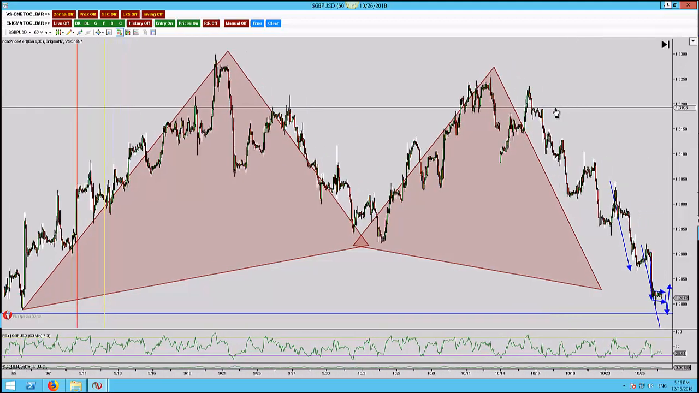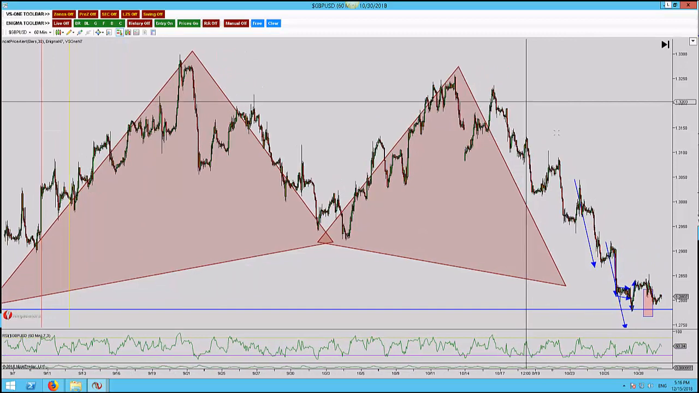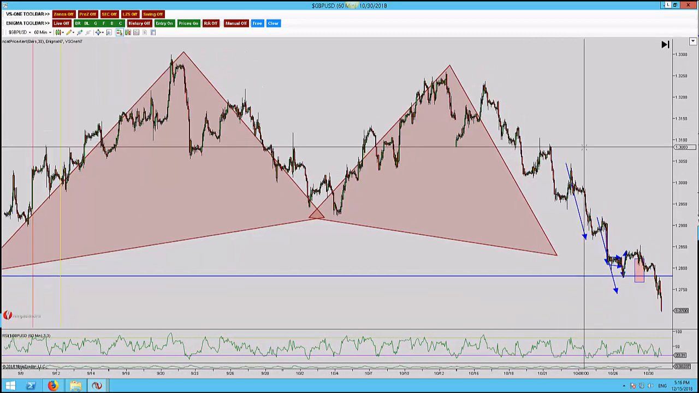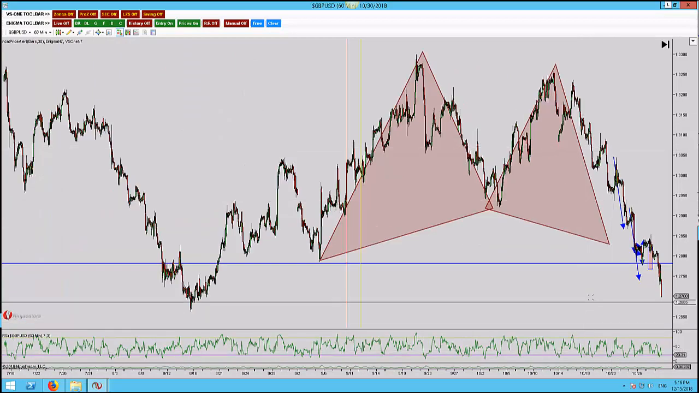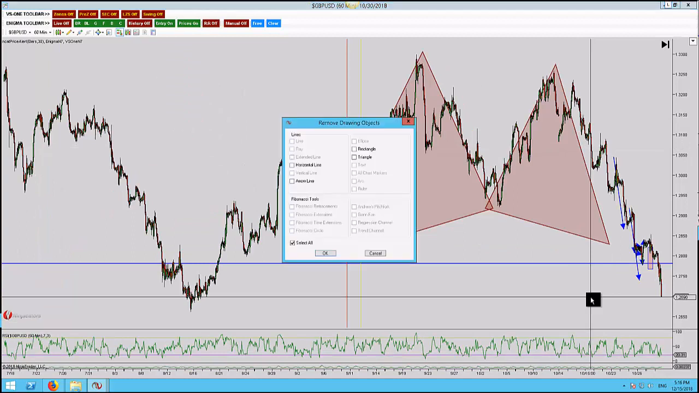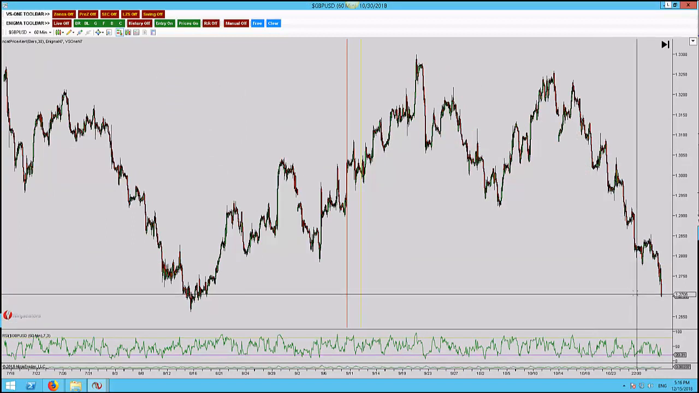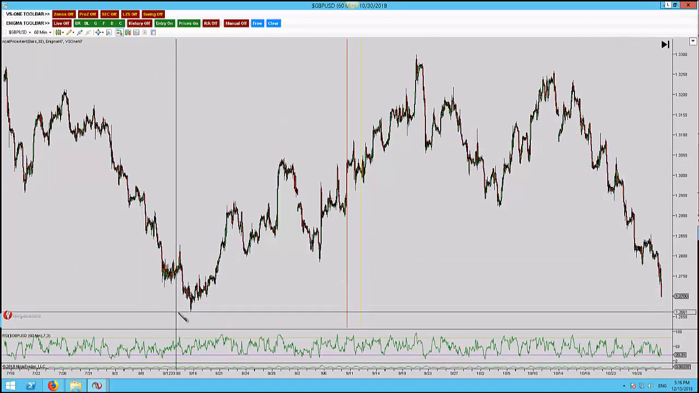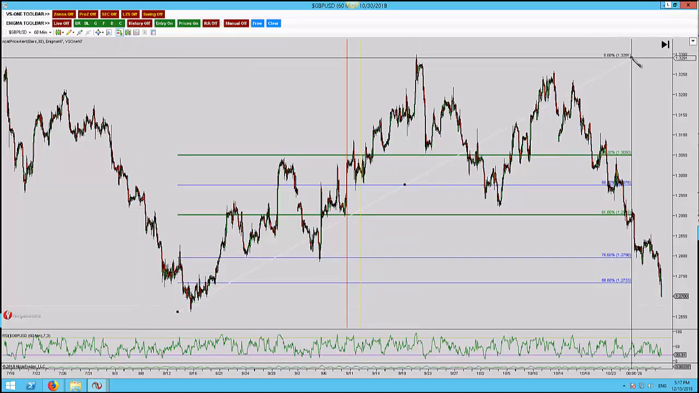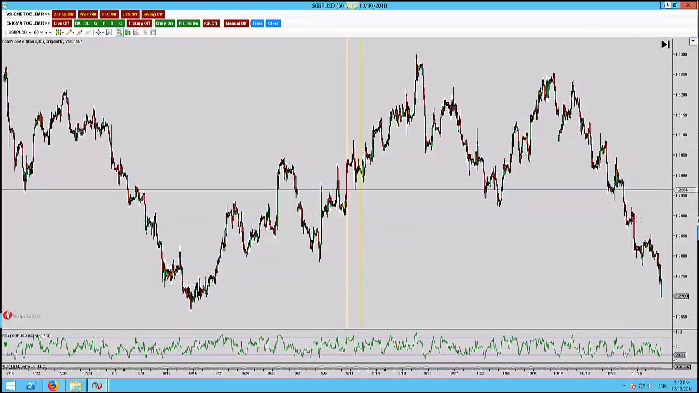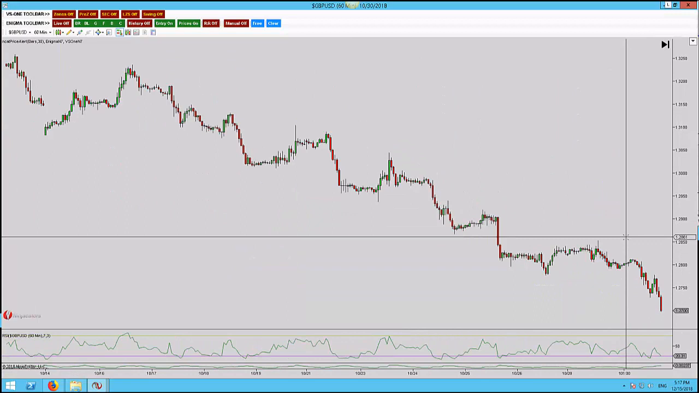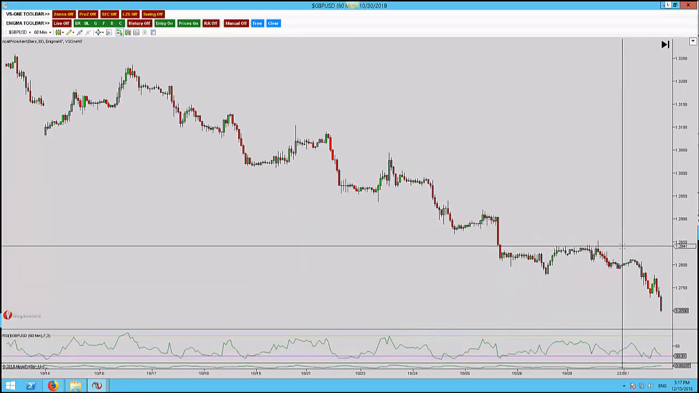It's probably still valid on the 240. And there you go, broke to the downside. We never got the entry because it violated. Let's just carry on and just see. Well, you know what, let's call that a day. It's been an hour and 2 minutes.